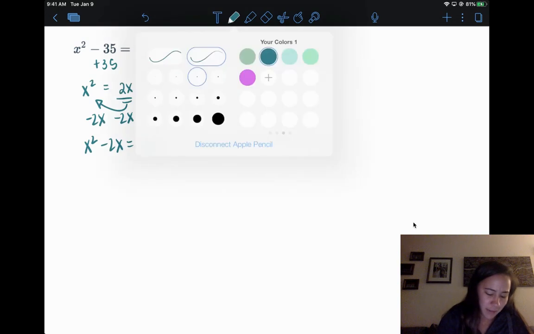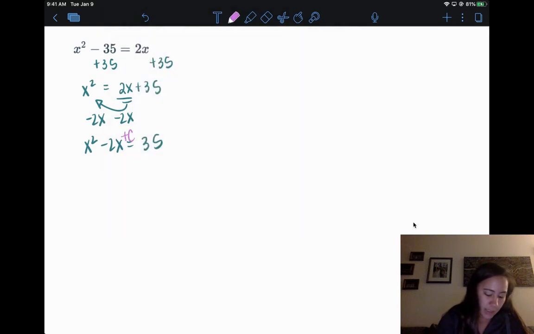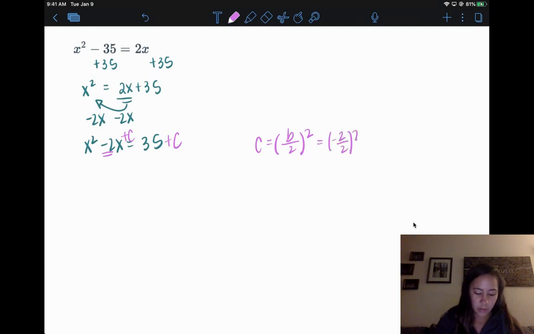Remember, we need to find that value of c that we need to add to both sides. To find that value of c, we always want to take b over 2. Does that look a little funky? B over 2 and square it. Okay, so in this case, your b value is -2. So this c value would be -2 over 2 squared, which is -1 squared, which is just +1. So that's our c value. We're going to be adding 1 to both sides of our equation here instead of that c.